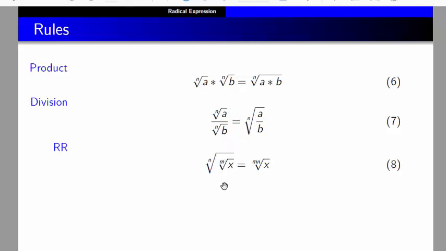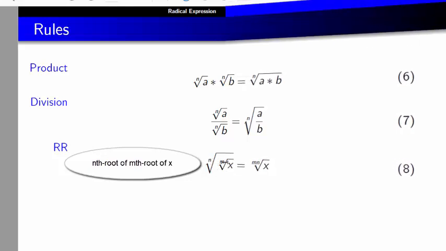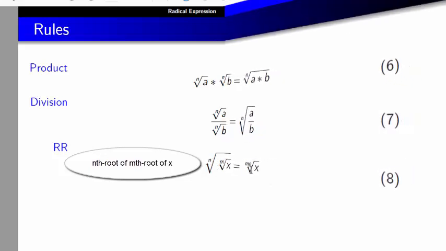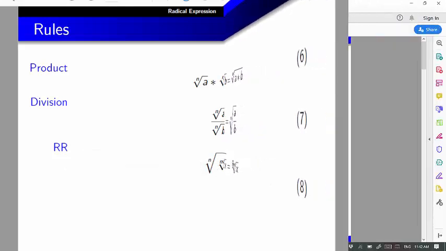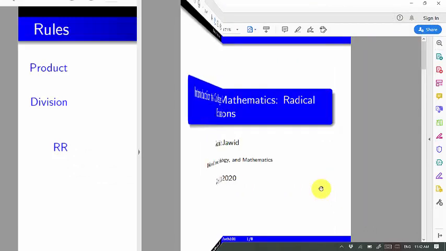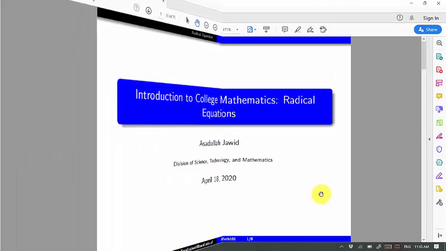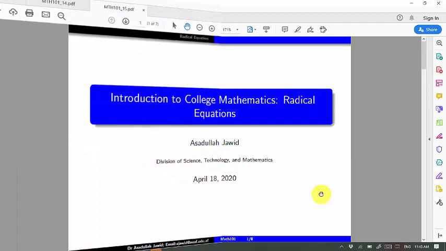The root of the root: if you have the m root of the nth root of x, you can multiply the degrees of the roots, writing that x is under the m times n root. Having introduced the radical expression, let's move on to our main topic, which is radical equations.